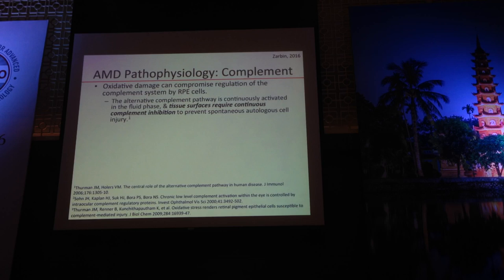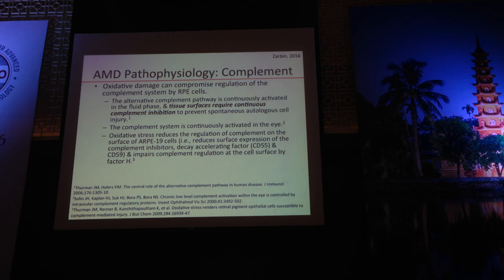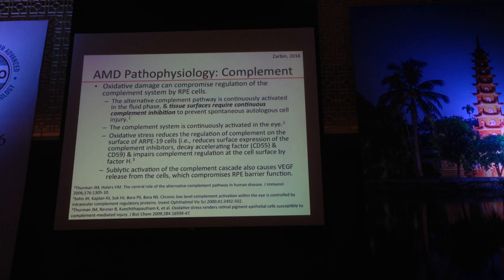So this is also true in our eye, not just in our systemic circulation. It turns out, unfortunately, that oxidative stress reduces the ability of RPE cells to modulate complement inhibition. And so you can see that oxidative damage combined with the complement factor H mutation is really going to put the RPE cells and the choriocapillaris at risk for immune-mediated destruction.